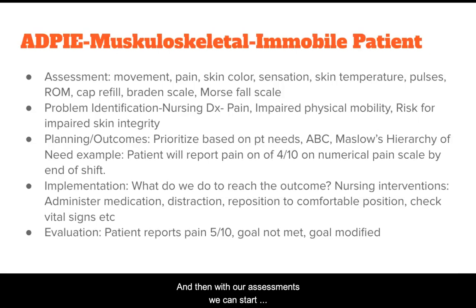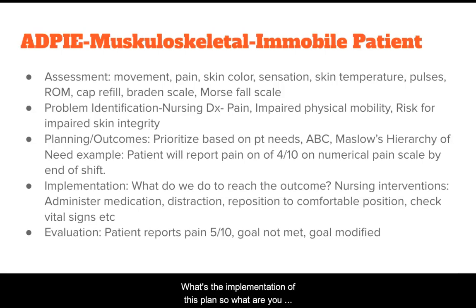With our assessments, we can start to identify a problem that needs to be addressed. Some examples here are pain, impaired physical mobility, and risk for impaired skin integrity. For planning and outcomes, you would prioritize based on your patient's needs, using the ABCs and Maslow's hierarchy. For example, let's say our nursing diagnosis is pain, so the patient will report a pain of 4 out of 10 on a numerical pain scale by end of shift.